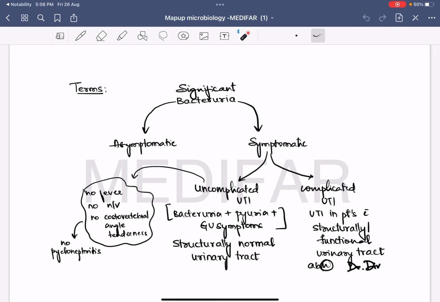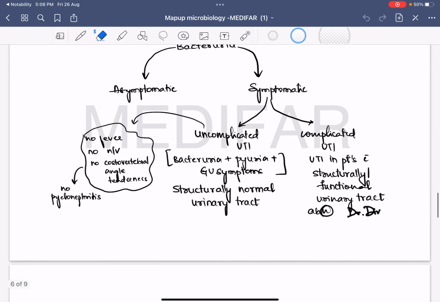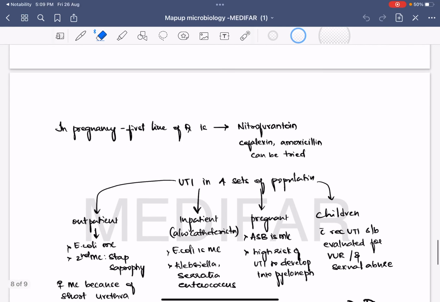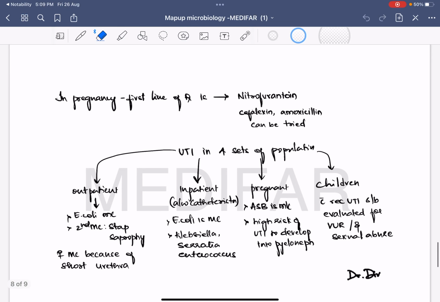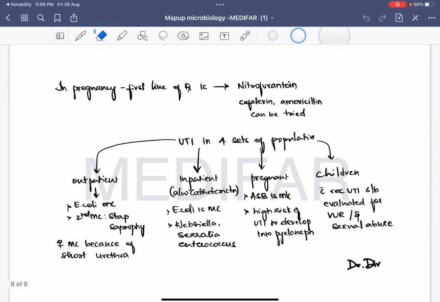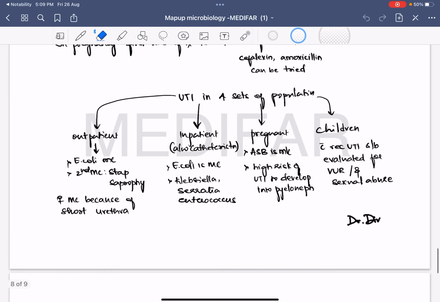So the number that you have to remember is, significant bacteriuria means more than 10 power 5 colony forming units per ml. Significant, S looks like 5, right? So remember 5, 10 power 5. Now let us know what are the organisms that lead to urinary tract infection. So let me categorize this into 4 sets of population: in case of outpatients, inpatients, pregnant females, and children.